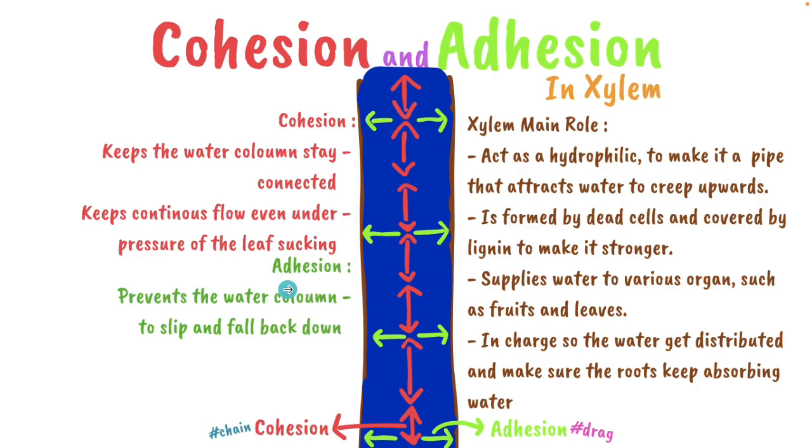While adhesion pretty much prevents the water column from slipping and falling back down to the root, making the root hypotonic and unable to absorb water.